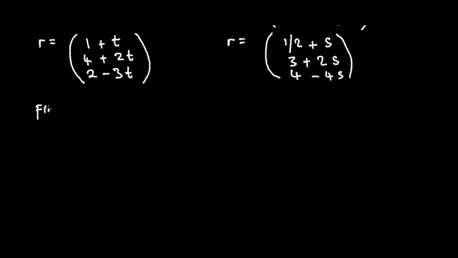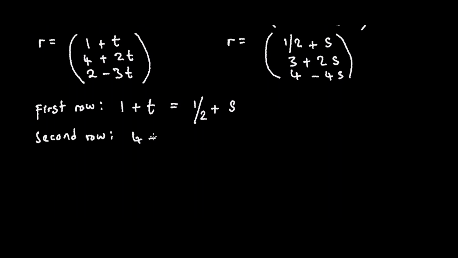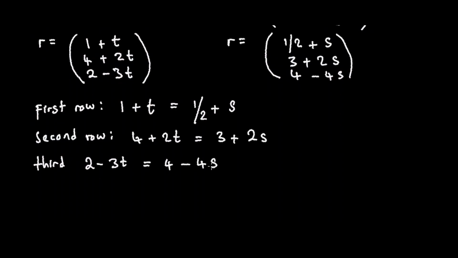First row: 1 plus t is equal to half plus s, we cannot solve it any further. Second row: 4 plus 2t is equal to 3 plus 2s, we cannot solve it any further. Third row: 2 minus 3t is equal to 4 minus 4s, like that. We also cannot solve it any further directly.